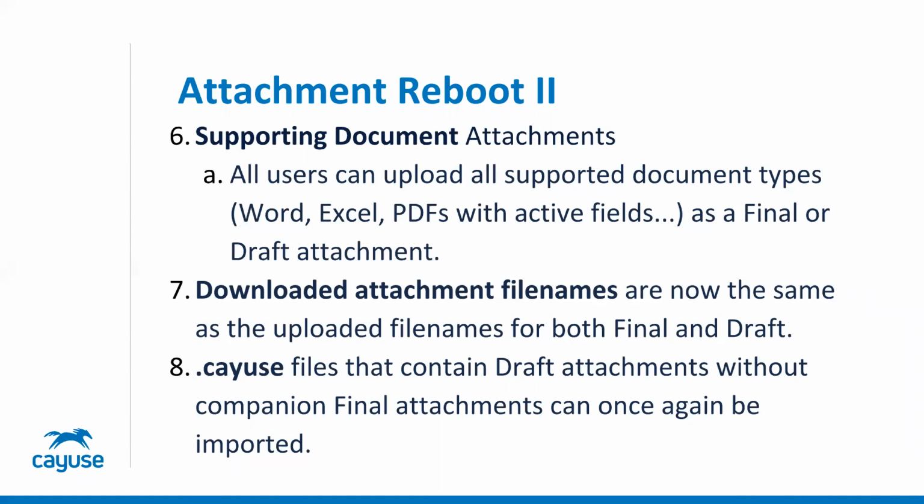And then number 8 on here, the .cayuse files. So those are the files that you create within Cayuse 424, export, and then import again. We were having an issue after the last release where if you had an attachment point that just had a draft attachment without a final in that companion attachment area, the import was not successful, and that has been fixed. So you can once again basically just not worry about it. You can export and import .cayuse files without concern about draft versus final attachments.